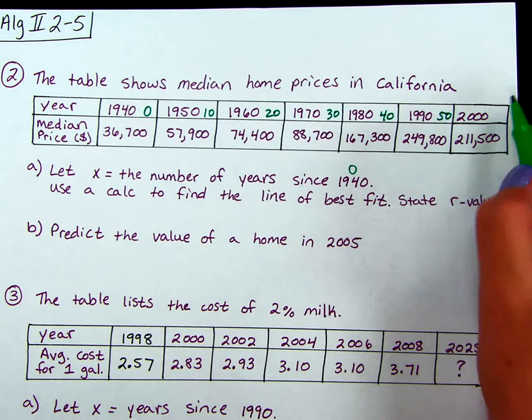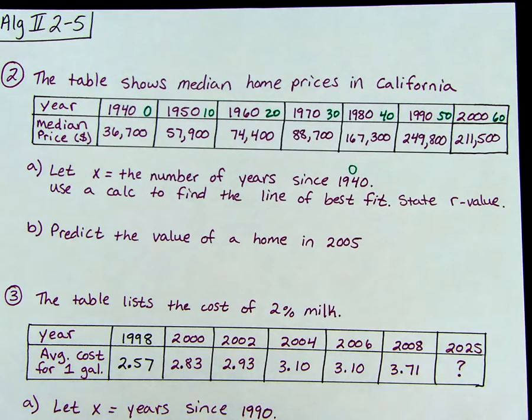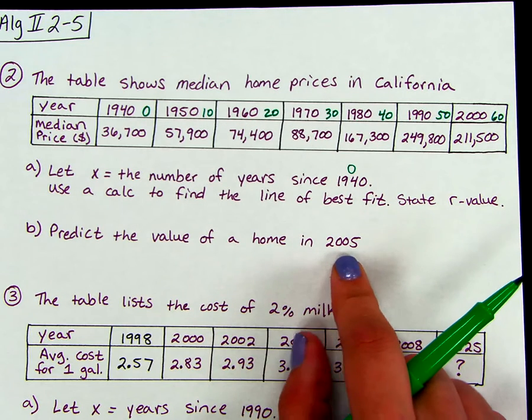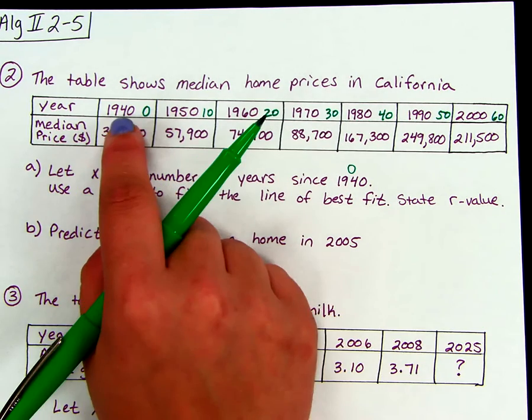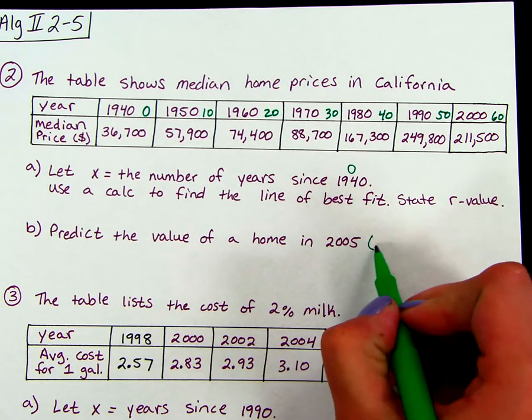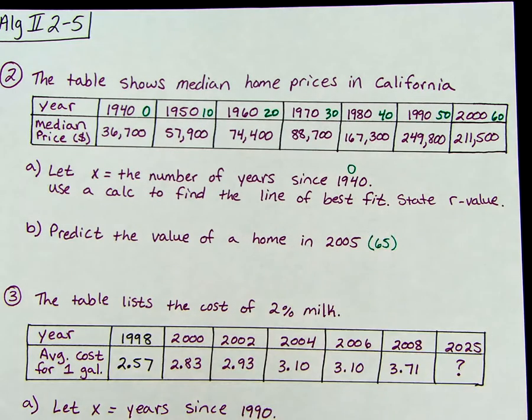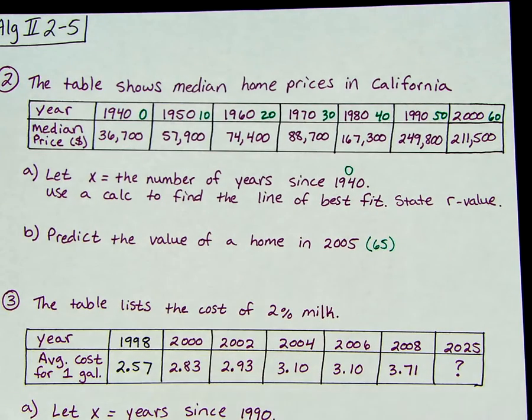50, and 60. And then if we actually want to do this one right away while we're thinking about it, 2005 is going to be 65 years away from 1940. So in parentheses, I'm going to put 65 because that's the x value that we're really going to want to use when we make that prediction.